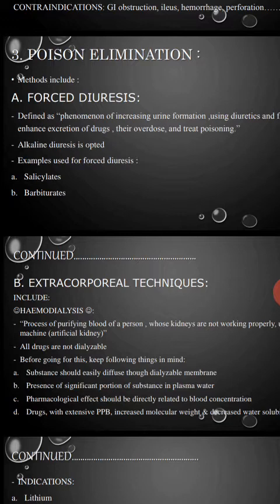In order to further eliminate the toxic substance in the urine, you can change the pH by using some drugs. For example, along with diuretics you can use alkalinization of the urine. Alkalinization of urine is an opted method to promote the excretion of acidic drugs like salicylic acid and barbiturates. Next, sometimes you can do acidification of urine also, by using vitamin C.